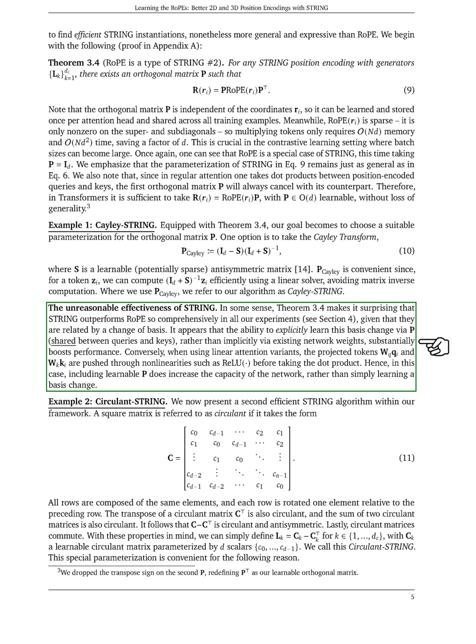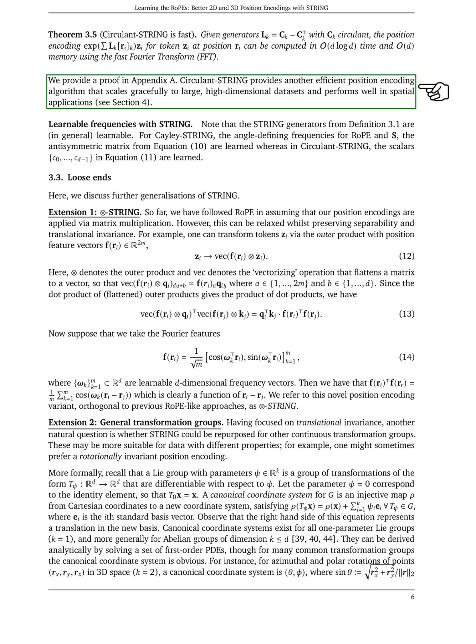Additionally, we present circulant STRING, another efficient algorithm within our framework. Circulant matrices have unique properties that allow us to define our generators in a way that enables fast computation of position encodings using the fast Fourier transform. This method is particularly effective for large, high-dimensional datasets and performs well in spatial applications.